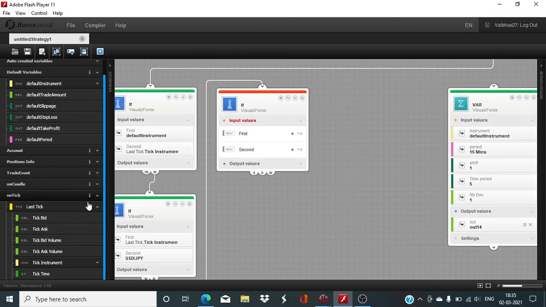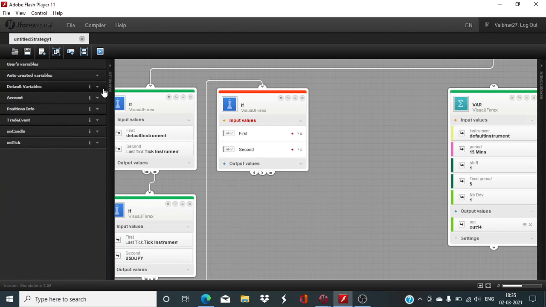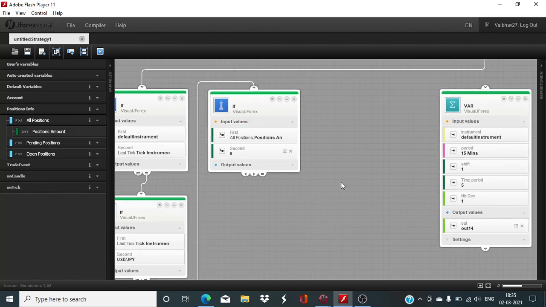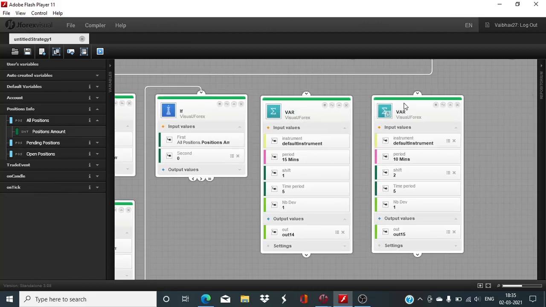And now we want to set another condition, which is position info, all position amount should be 0. That means there should not be any open or pending order on the account when the trade execution will happen for this algorithm.